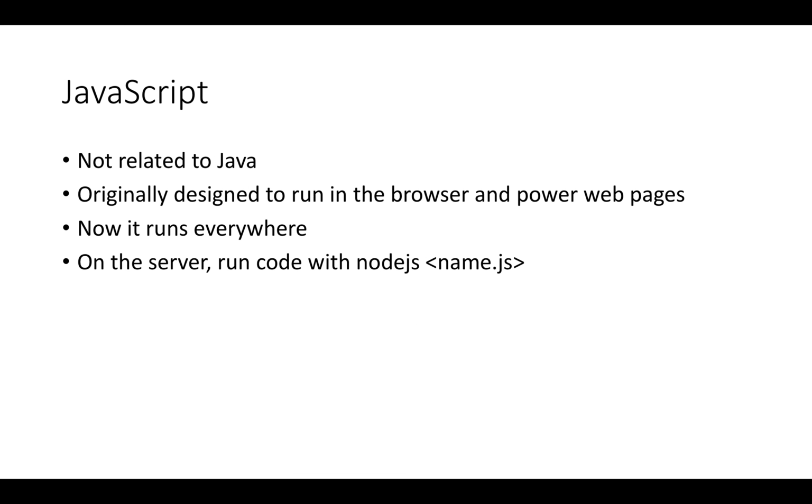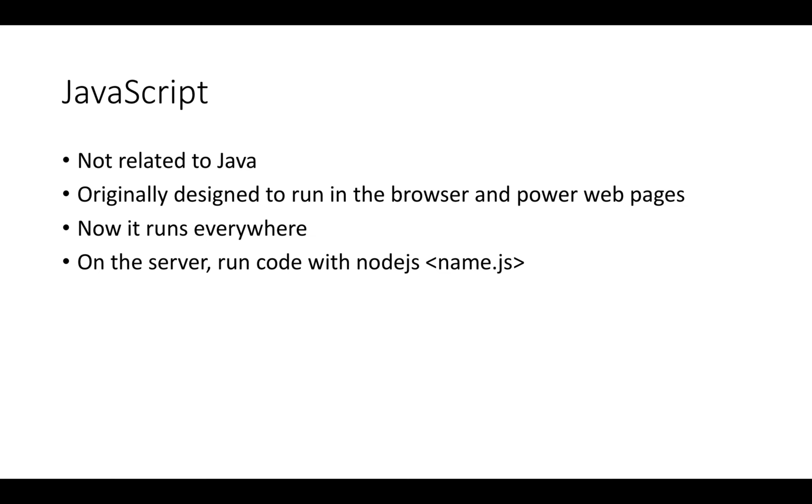Keep moving here. So the second language, we're on third now, right? So the third one we're going to talk about is JavaScript. It's not related to Java at all. It's completely different. JavaScript was originally designed to run in the browser and power web pages, make things float around, generate animations, do all sorts of stuff like that. But now it runs everywhere.